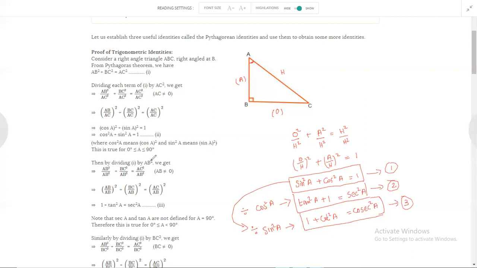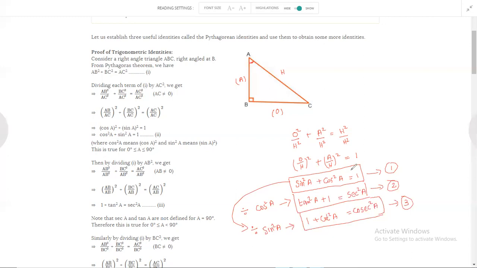Similarly, if we are dividing by AB square, that is this side A square, then we will be getting 1 plus tan square A equal to sec square A. And similarly, we will be getting the other one as well. So these are the trigonometric identities. So you can remember like this, and you can write the trigonometric identities.